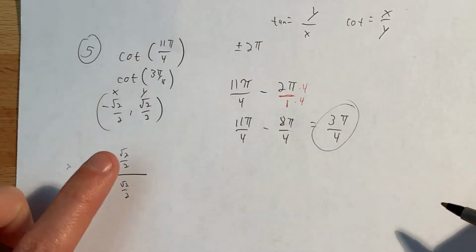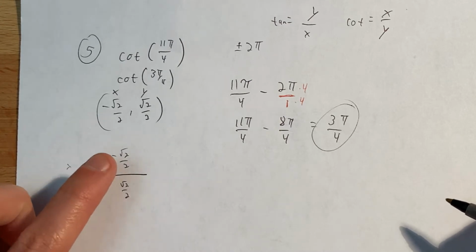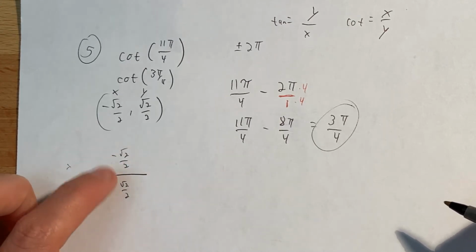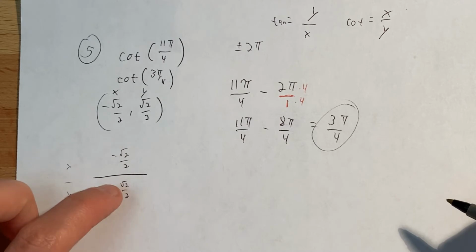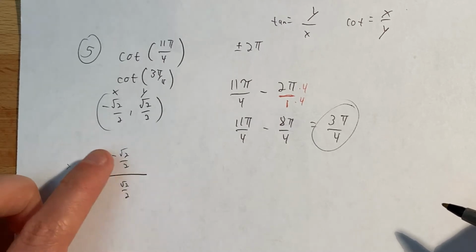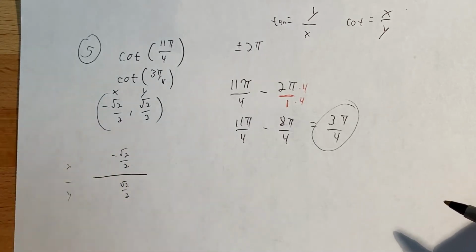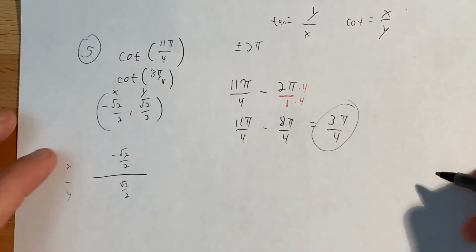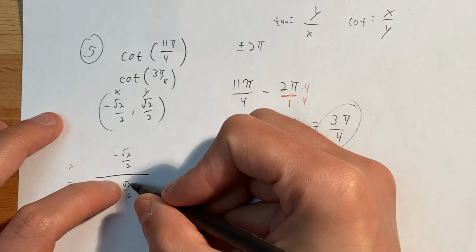Just try not to think too hard about this. Anything divided by itself is 1. So root 2 over 2 divided by root 2 over 2 is just 1. Then you keep the negative sign, and it's just going to be negative 1. If you feel like doing algebra, you can always do keep, change, flip again.